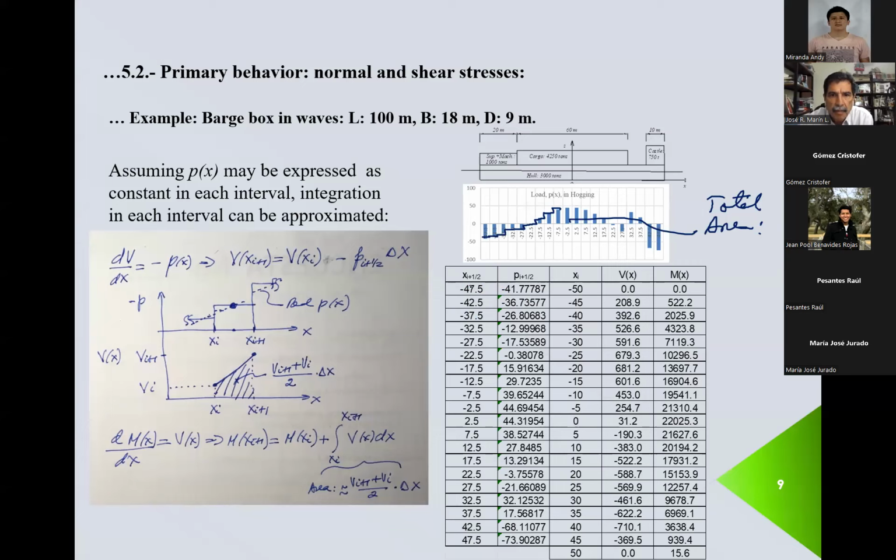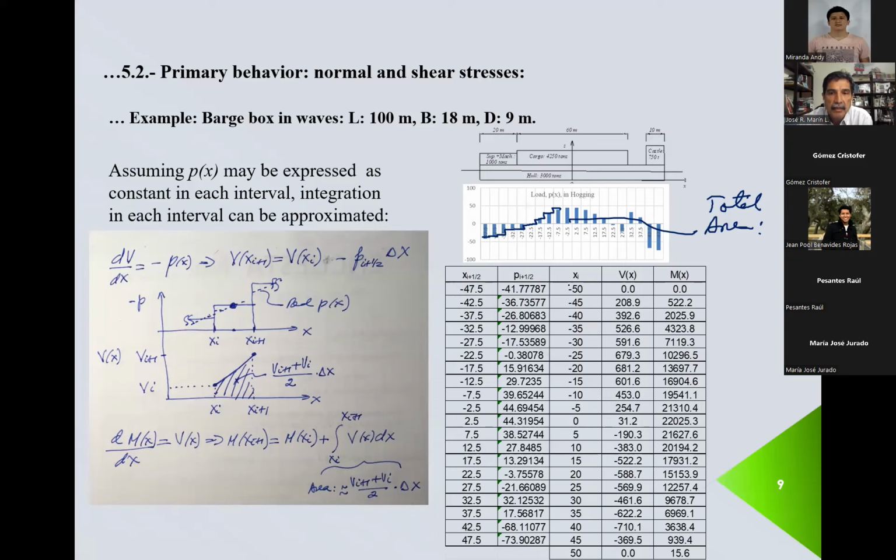So this is in the center. This is the value of x at the center of each interval. So the intervals are 5 meters long. Remember, minus L over 2 is minus 50. So this is just in the middle of the interval. That's what I'm writing here: i plus 1/2. So this is the loading in this interval.